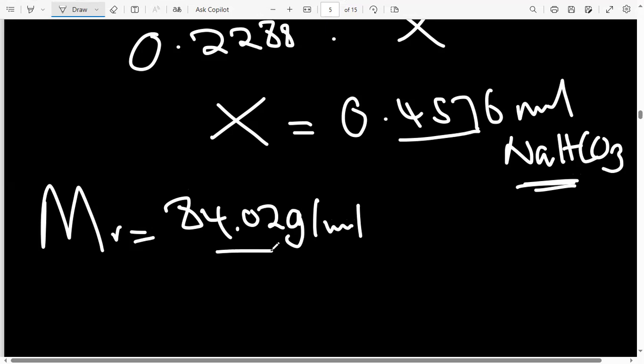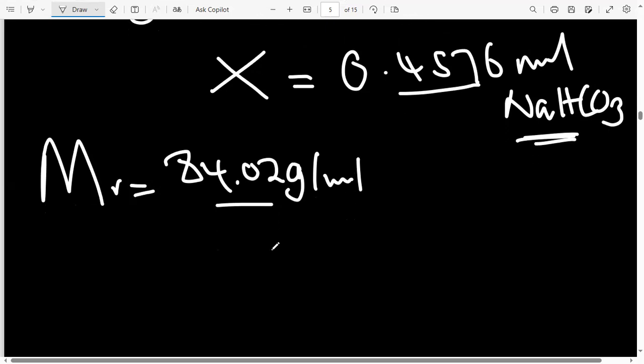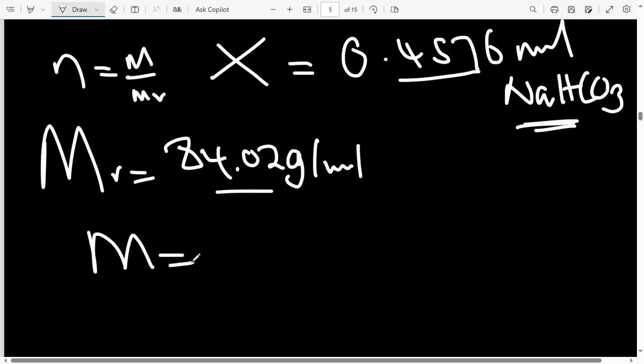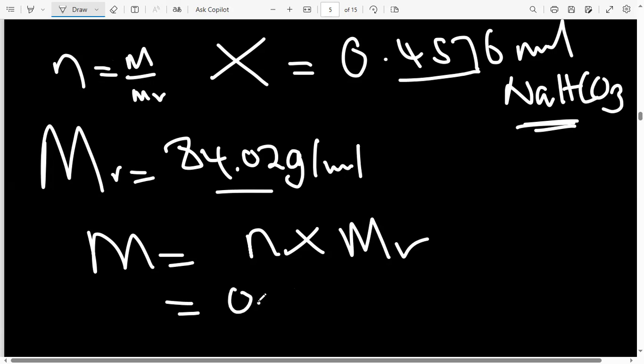So we can find what? The mass that will be added. Okay, so let's find the mass. We know that moles is equal to mass over molar mass. So now cross multiply, we are finding this mass. So mass is just equal to moles multiplied by what? Molar mass.